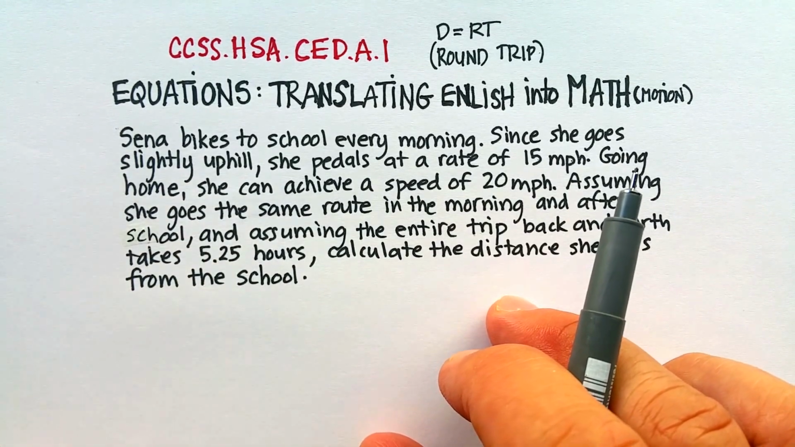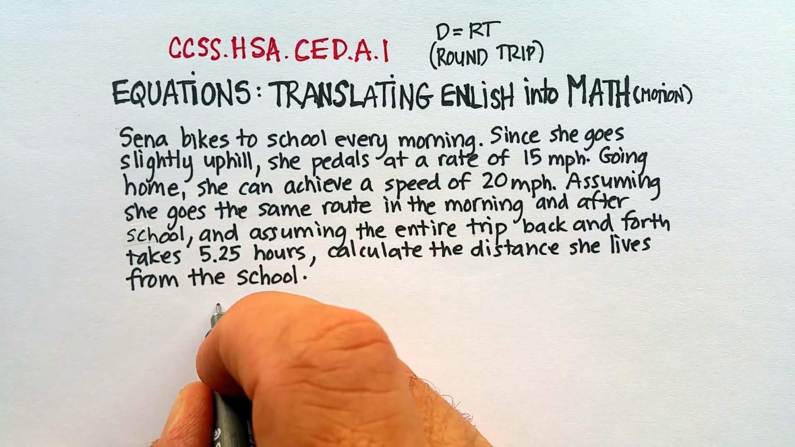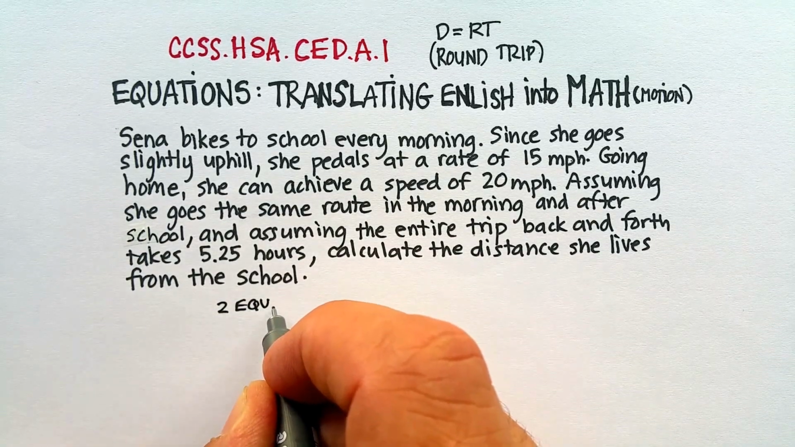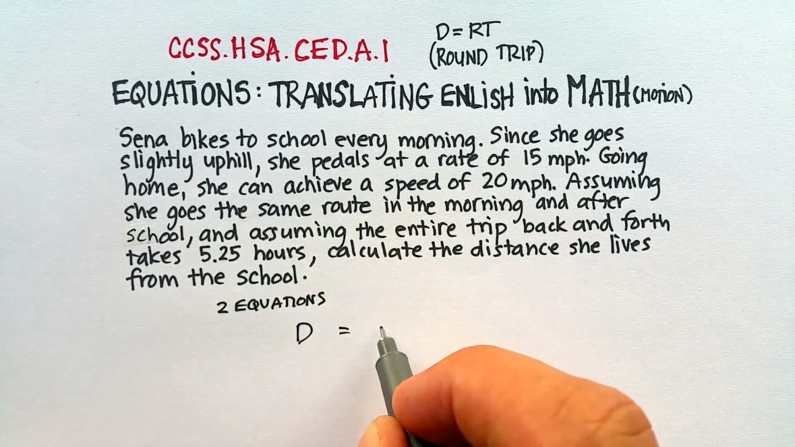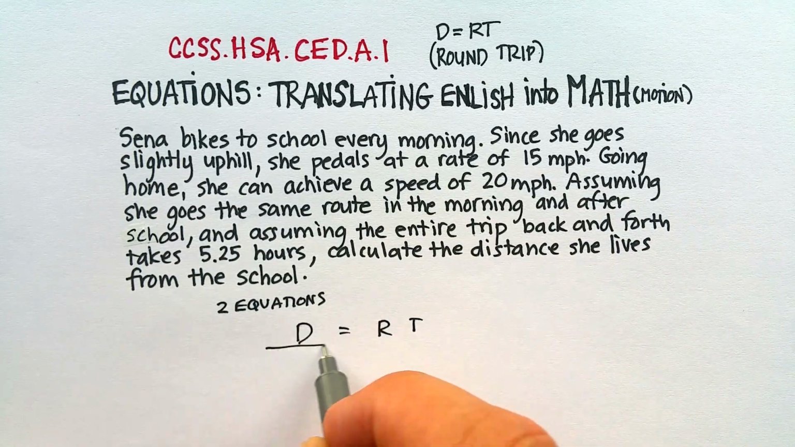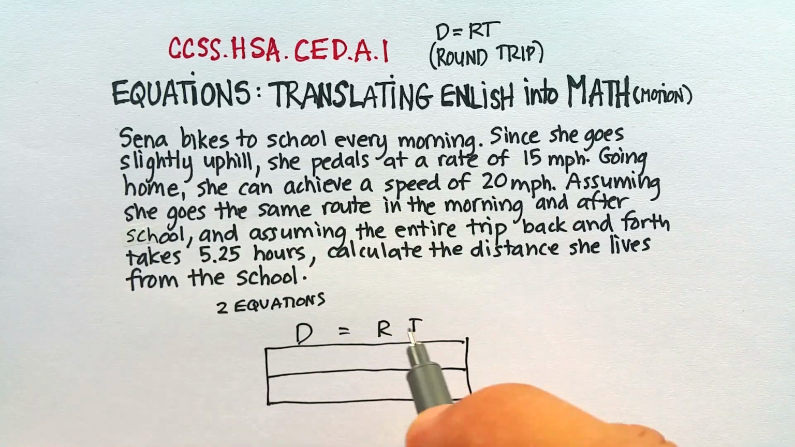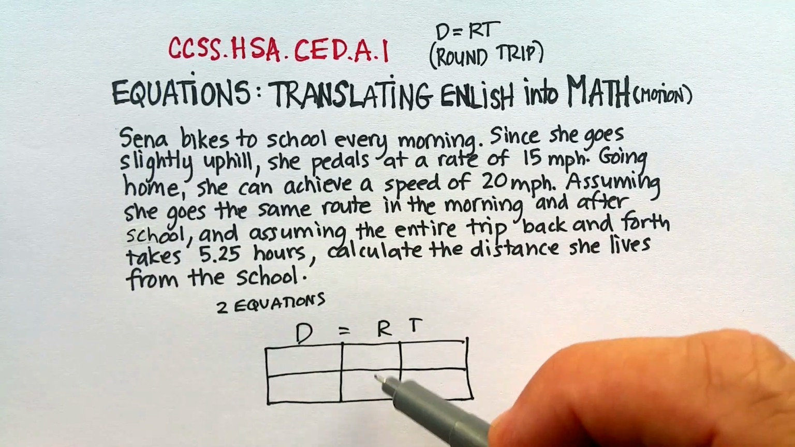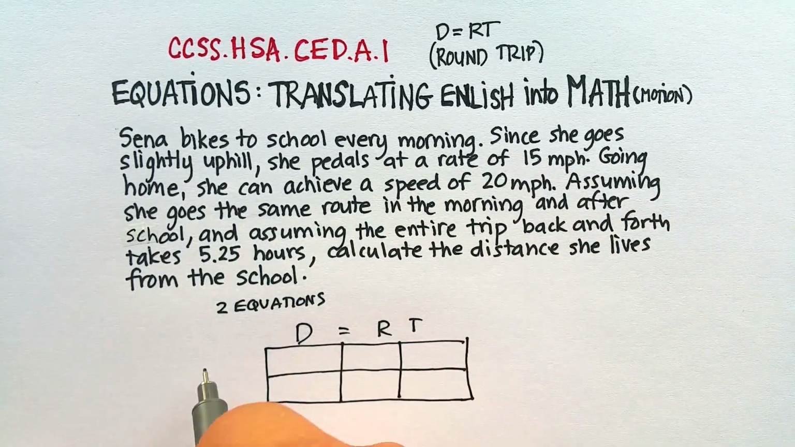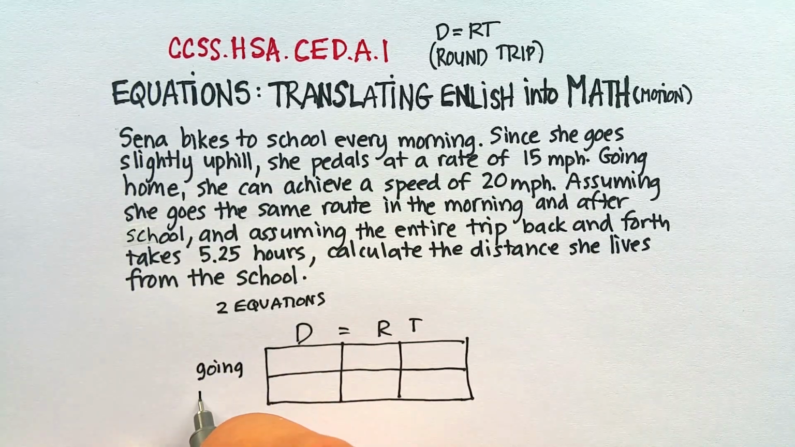Now, that seems like a rather difficult problem, but if we start taking this apart, we realize that there's two equations that we have to create here, okay? And one of the equations that we're going to create is the equation distance is equal to rate times time, but it's the equation when she goes to school. Let me show you how this works. I'm just going to box all these off. So this would be the distance, this would be the rate, and these would be the time. So this is going to school, and this is coming and returning, okay? Returning home after school.